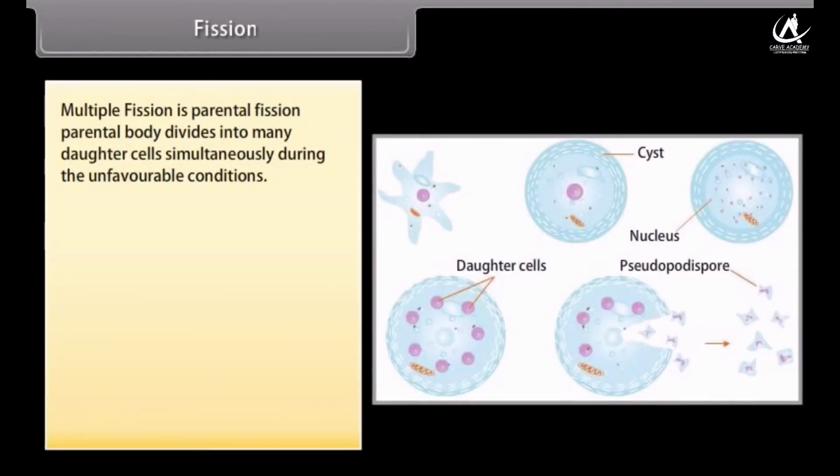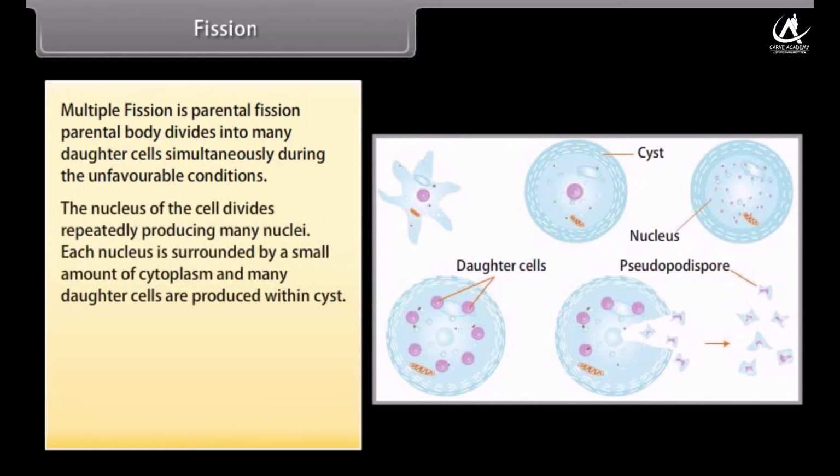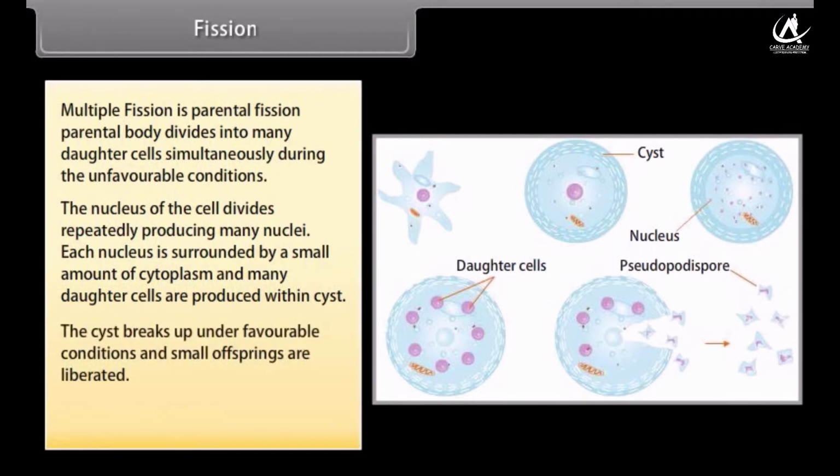Multiple fission. The parental body divides into many daughter cells simultaneously during unfavorable conditions. The nucleus of the cell divides repeatedly, producing many nuclei. Each nucleus is surrounded by a small amount of cytoplasm, and many daughter cells are produced within a cyst. The cyst breaks up under favorable conditions, and small offspring are liberated. An example of multiple fission is that of the malaria parasite Plasmodium.